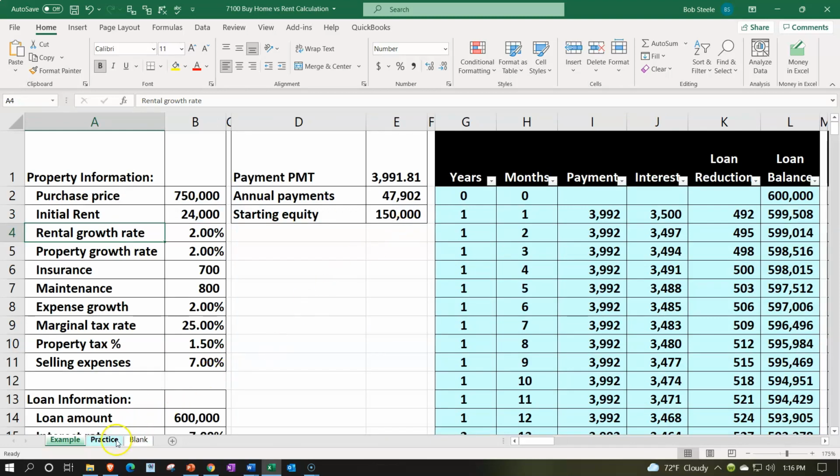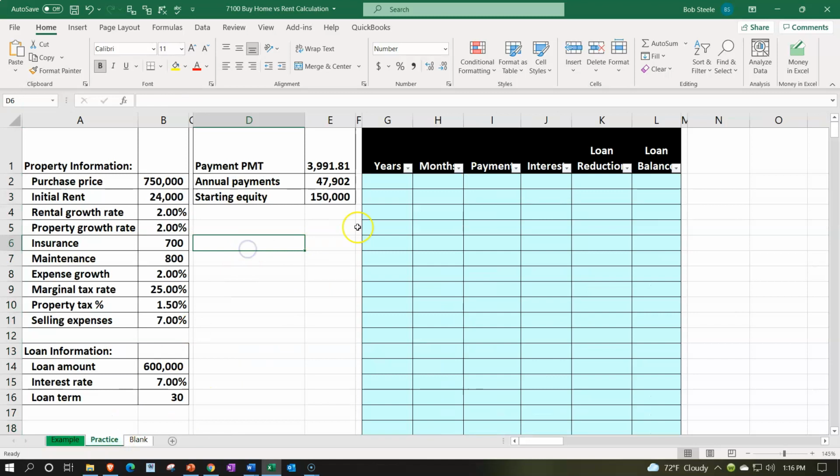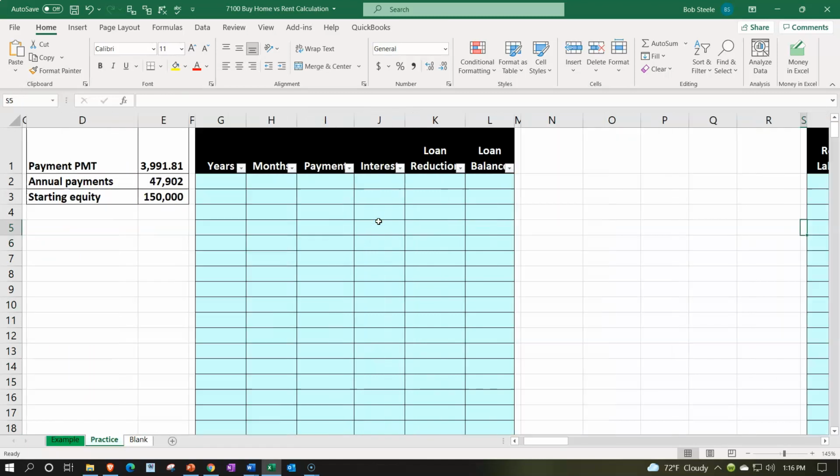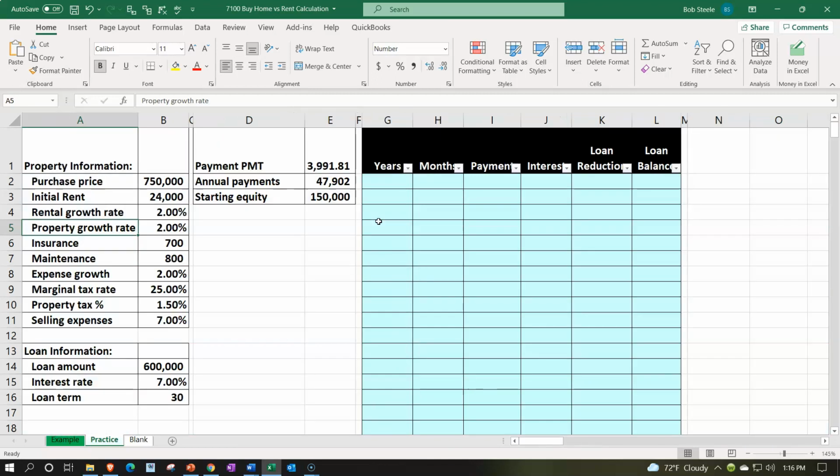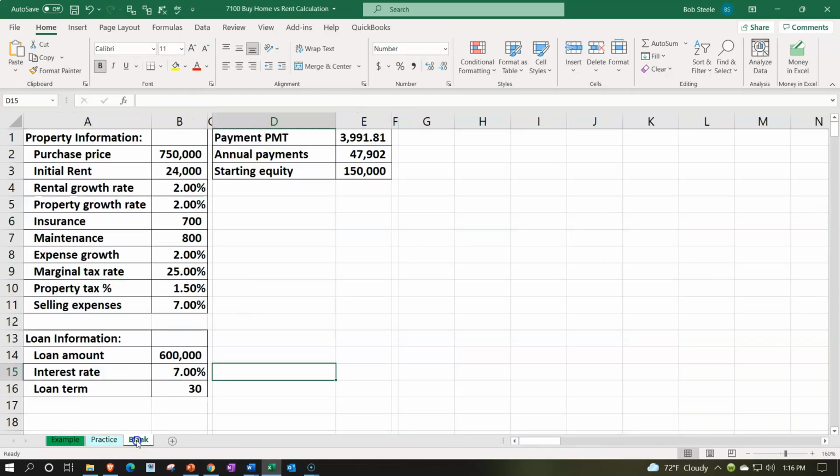Okay, the second tab, the practice tab, is going to have some blue areas which are pre-formatted, so you can work this practice problem a little bit faster using that tab. The third tab, the blank tab, we're going to be building this thing from scratch. One little scratch, we're building it.